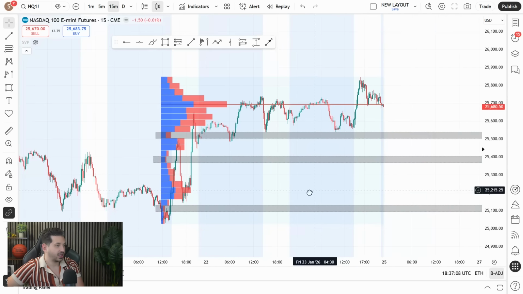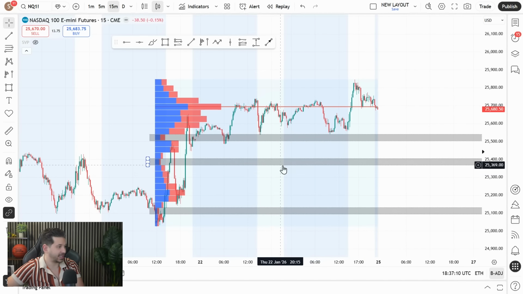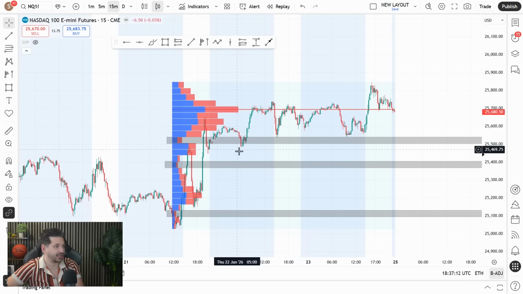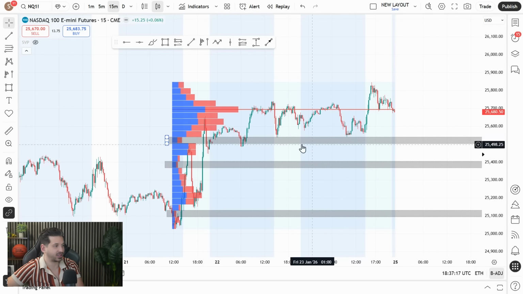Okay, so we haven't really had the chance to test these two bottom ones, but on this pullback and this pullback here, we did test these two. So you could have had a nice long here, another nice long here. And if the market starts coming back and it breaks through the zone, then you want to look to short to this zone, and then definitely look to buy on this one and get out here, and so forth, right?